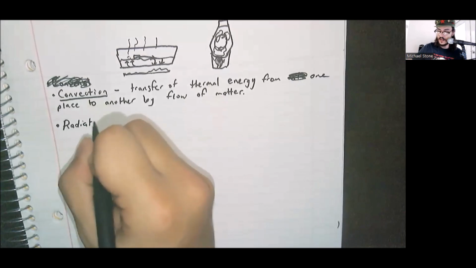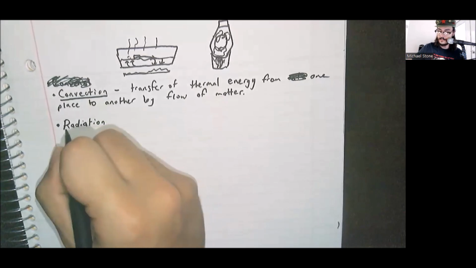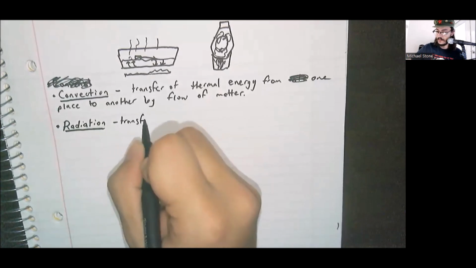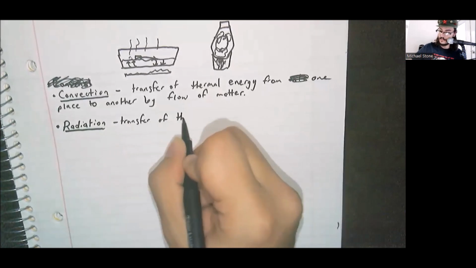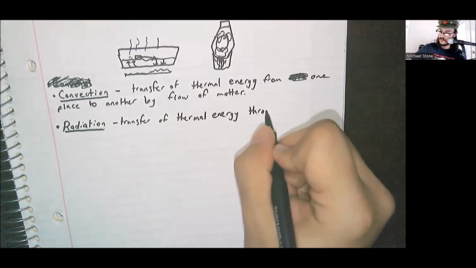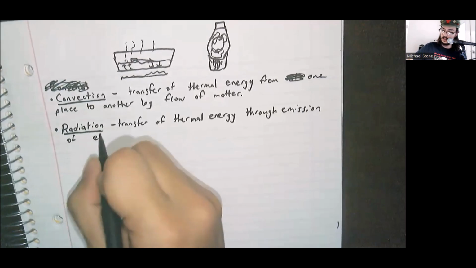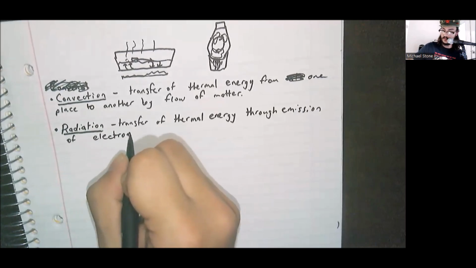Radiation is the third way to get heat from one place to another. It is the transfer of thermal energy through the emission of electromagnetic waves.